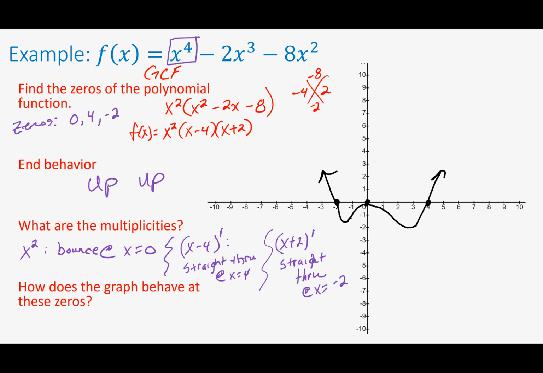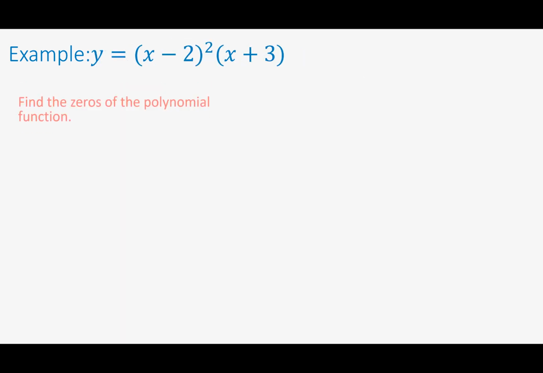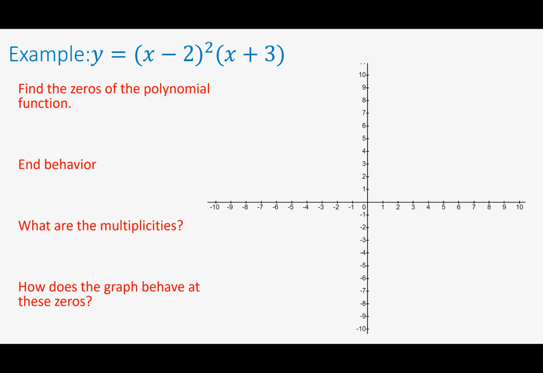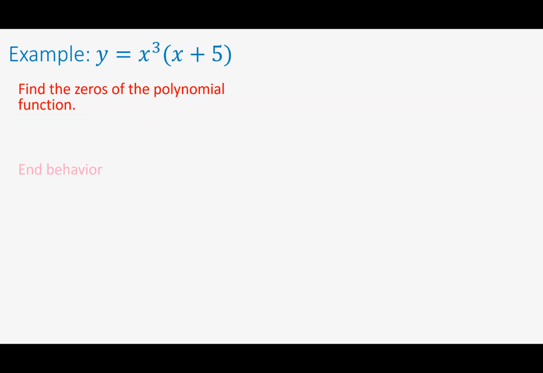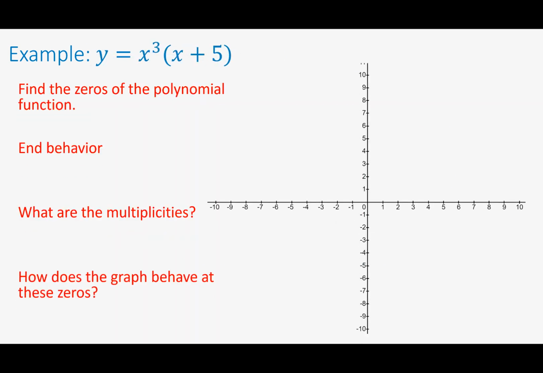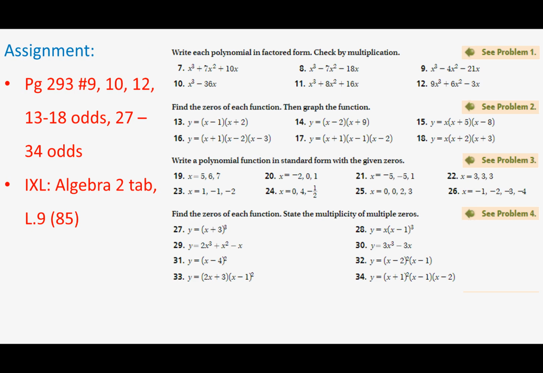Okay? I got a couple more, but I'd rather you get started on the assignment. That way you can ask me questions on it. Okay, but that idea of multiplicities, you're going to have to do a few of those. So for the remainder of class, let's work on page 293. Here are the problems up here as well. 9, 10, 12, 13 through 18 odds, 27 through 34 odds. It equates to about 10 problems right there.